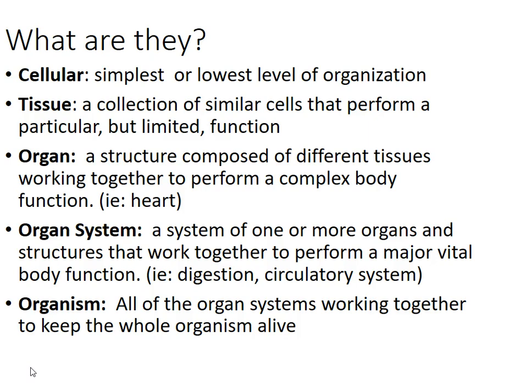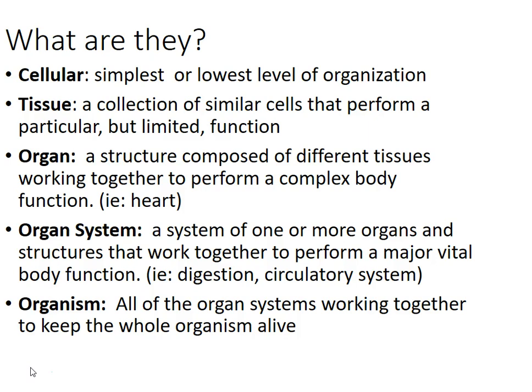And then at the next level is the organ level. And this is a structure that's made up of a few different tissue types, and they are working together to perform a complex body function. So for example, your heart is made up of nerve tissue, muscle tissue, things like that, connective tissue, and they all work together to pump the blood through your body.